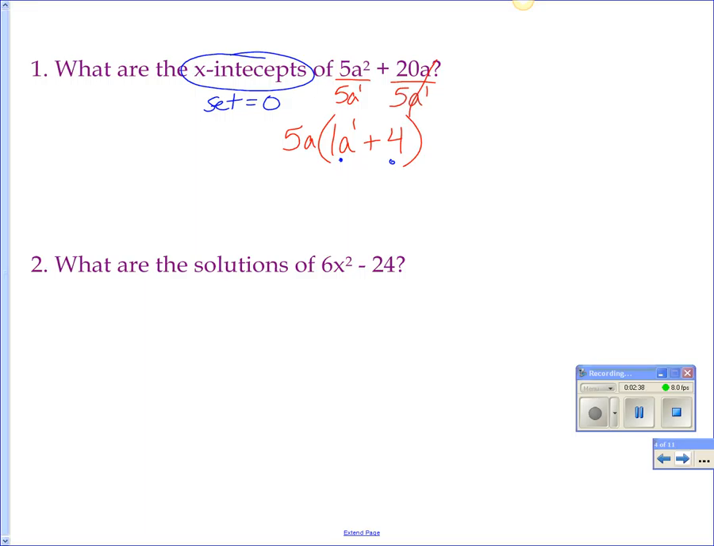Okay, so now we're going to set them equal to 0. Okay, so you're going to take this, and you're going to put 5a equals 0. And you're going to take this, a plus 4 equals 0. You can put the 1 with it if you want, but you don't need it. Okay, so you're going to take each part and equal 0. All right, so this is the step we're adding today.